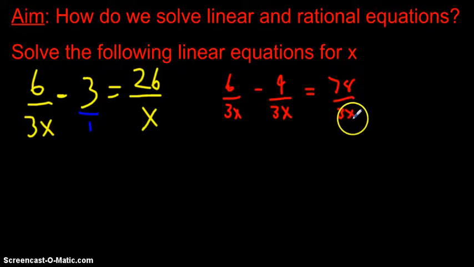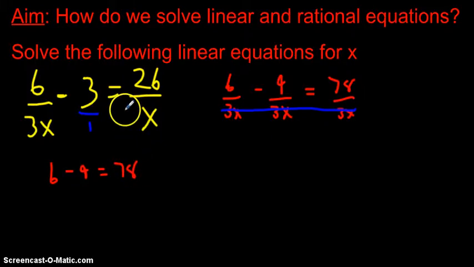So, knowing this, we can just get rid of all the denominators. So now we have 6 minus 9x is equal to 78. Oh wait, it's 9x, excuse me. The reason you can get rid of all the denominators is I know that if I divide everything here by 3x, these things are equal. If with the denominators the numerators are equal, then without the denominators the numerators are equal. So, solving this equation is pretty straightforward.